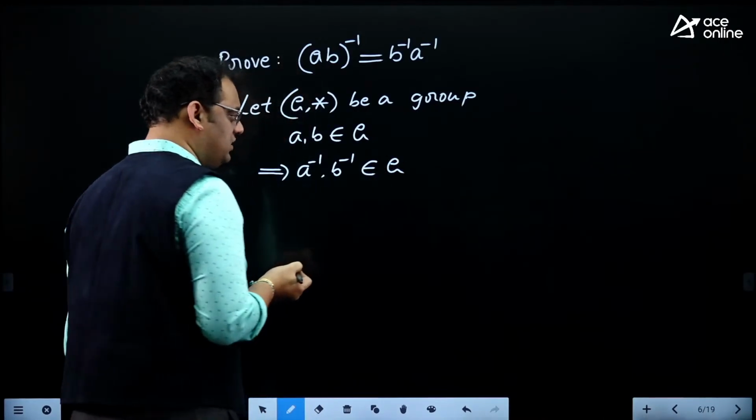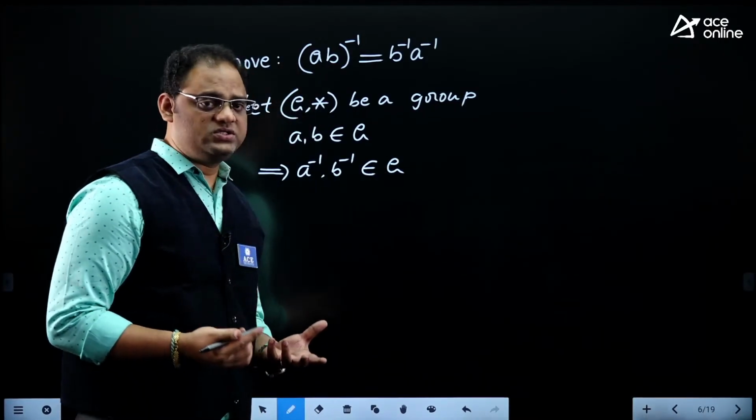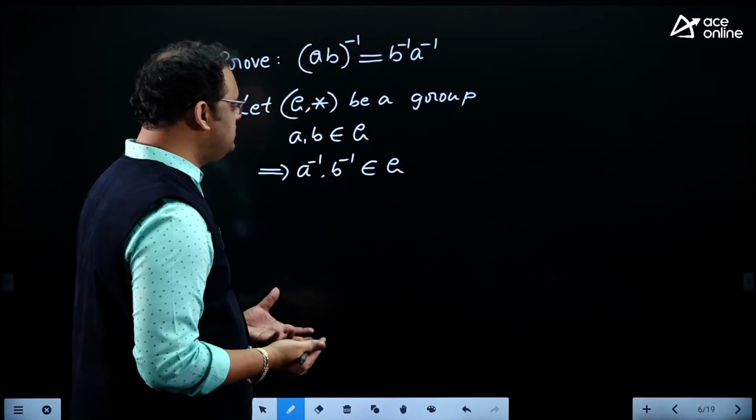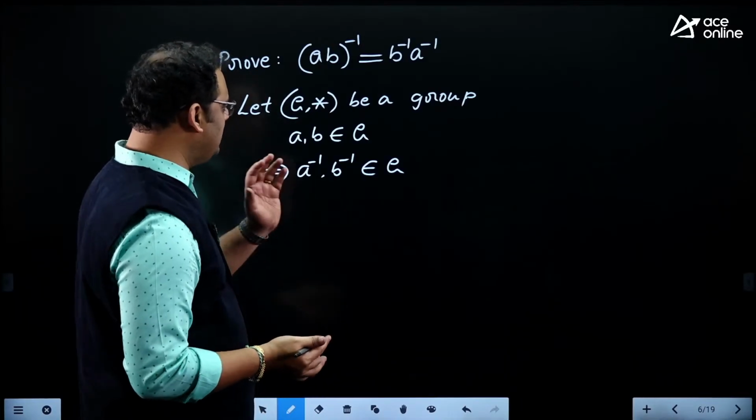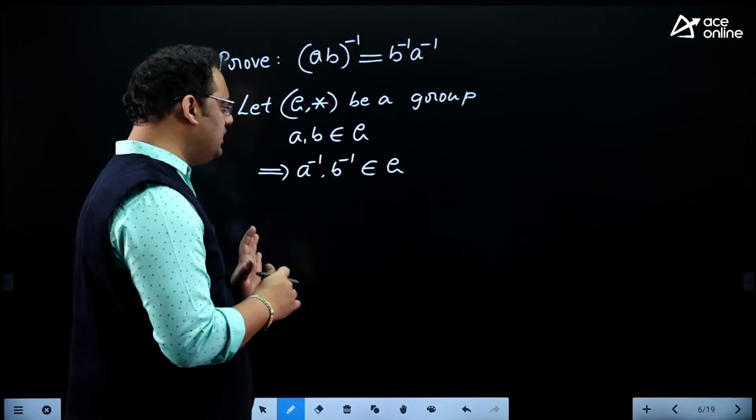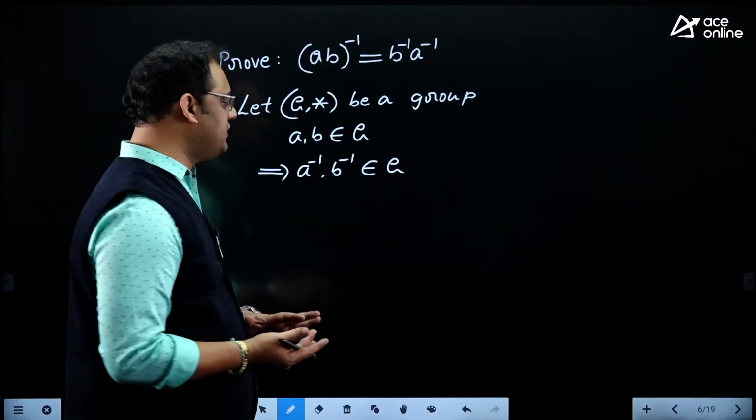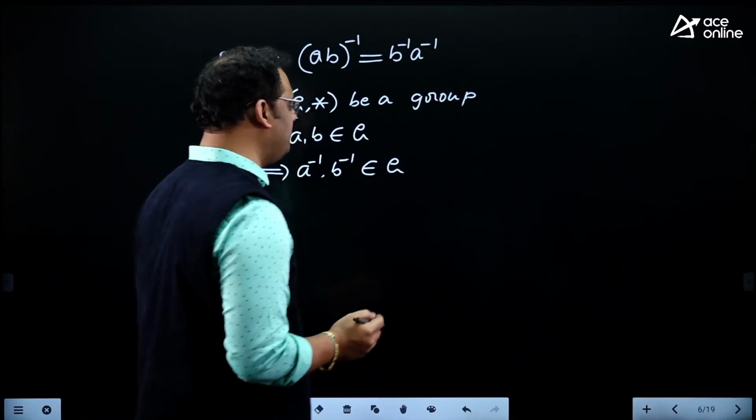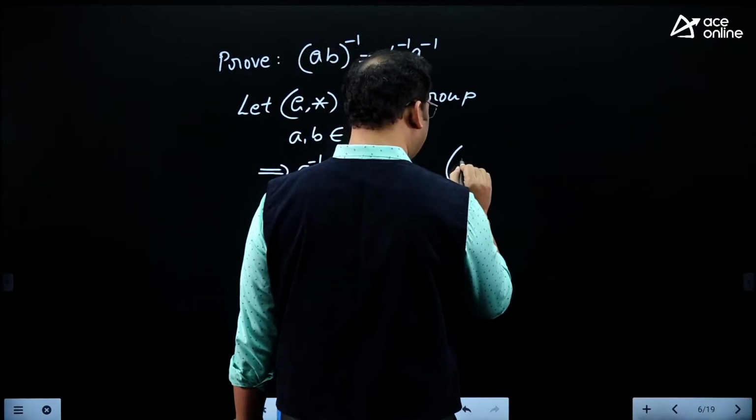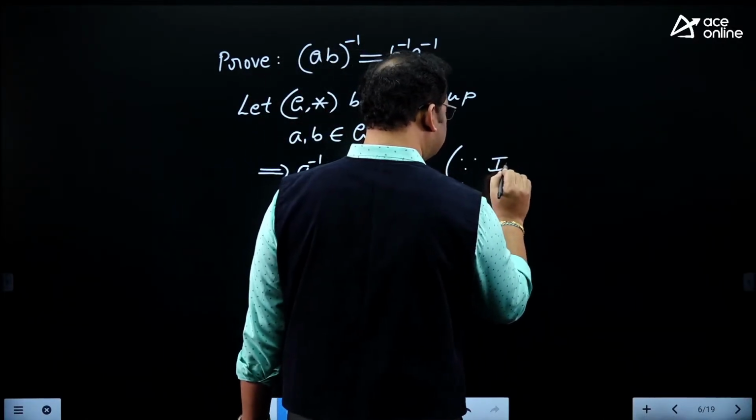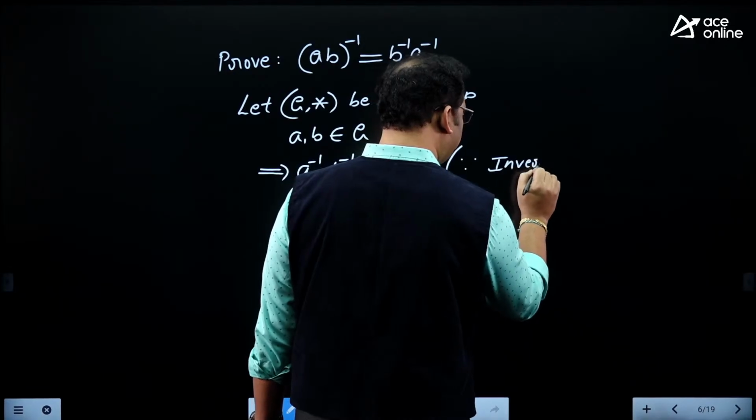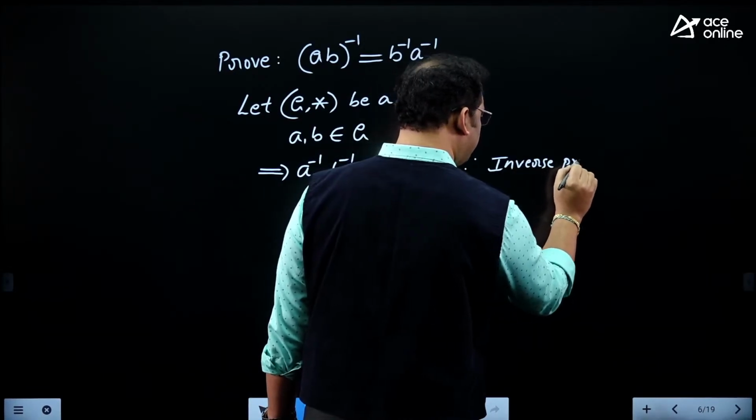Why does it happen, my dear? Because we mentioned that G is a group under the binary operation star. Then definitely A inverse and B inverse are also present, because it has to follow the inverse property. Since inverse property, let me write like this.